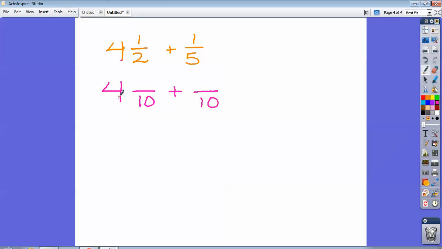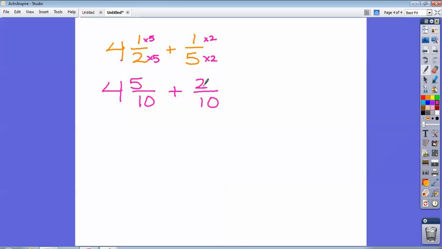Now, what did I do, Jack, to this 2 to get 10? I did times it by 5. And whatever I do to the bottom? Okay. And Allie, what did I do to this 5 right here to get 10? And whatever I do to the bottom? Okay. So I found common denominators. So that's step 1. What does step 2 say I need to do?